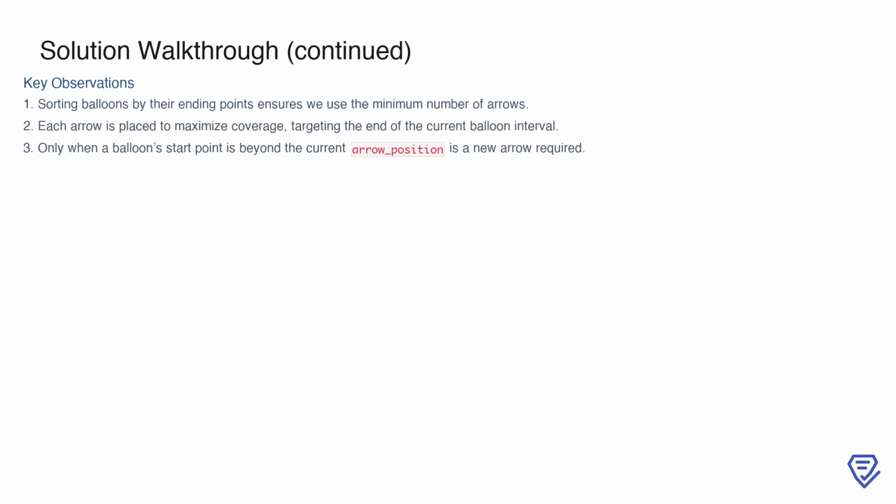Finally, the decision to use a new arrow is based on whether the start point of the current balloon is beyond the position of the last arrow. If the start point is within the range of the current arrow, no new arrow is needed. These principles ensure that we arrive at the correct solution using the minimum number of arrows.